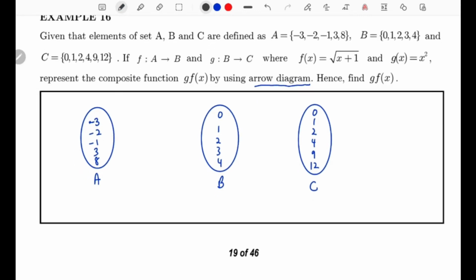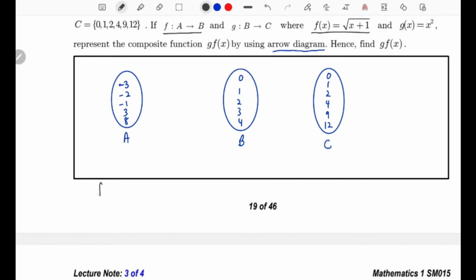Since f is A to B and f(x) = √(x + 1), I'm going to substitute all of the elements in A. For example, when x equals -3, I'm going to substitute -3 in here, and then I will get math error. Next, f(-2), so I'm going to have -2 plus 1, also math error.